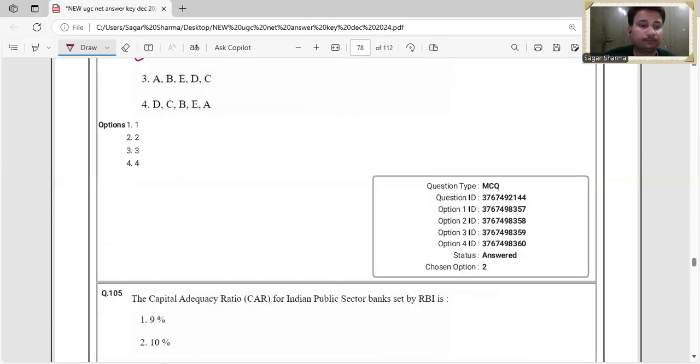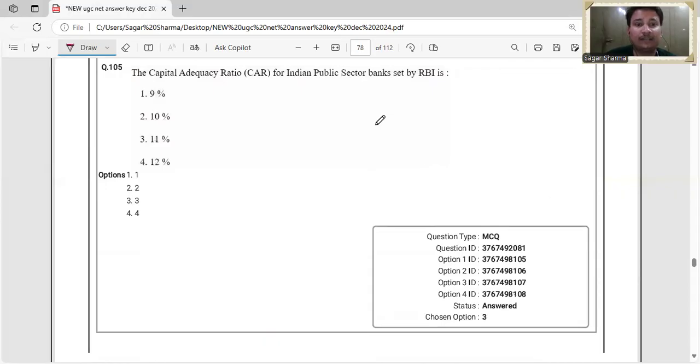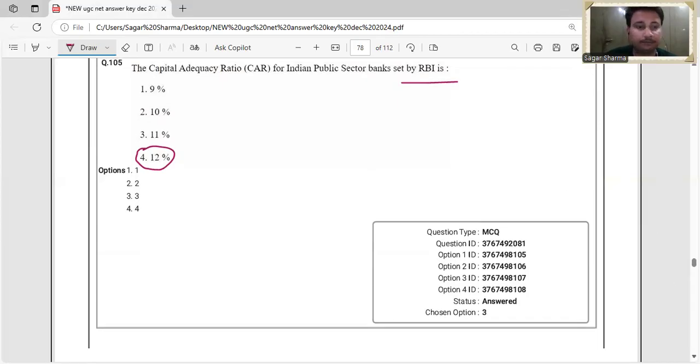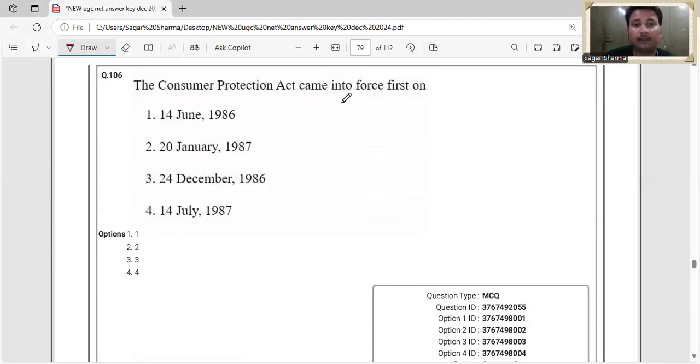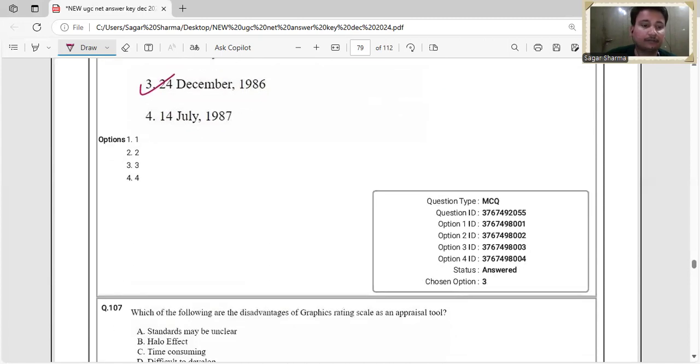Next question. The capital adequacy ratio for Indian public sector banks set by RBI. So very factual. It is 12%. Remember it. Next question. Consumer Protection Act came into force first on. So exact date you have to remember: 24 December 1986. The CPA Act came on 24 December 1986.